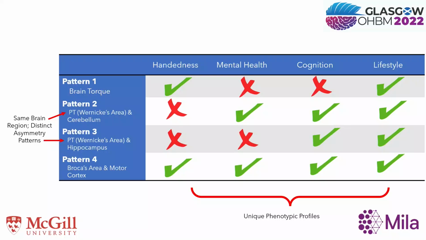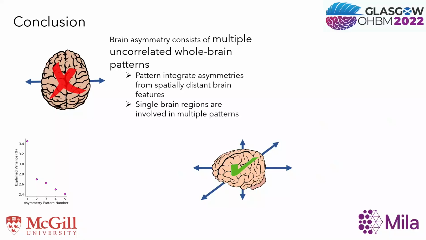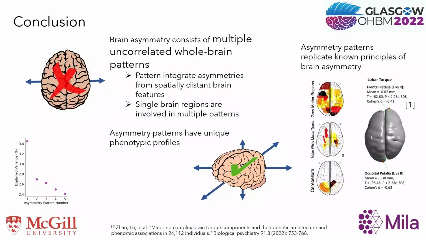our asymmetry patterns. So overall, I hope I've convinced you that brain asymmetry can be uniquely thought of and captured with multiple uncorrelated brain asymmetry patterns, each of which has a unique phenotypic profile. We also were able to recapitulate well-known principles of brain asymmetry in a purely data-driven way, supporting the idea that these brain asymmetry patterns capture meaningful variations in structural asymmetry.